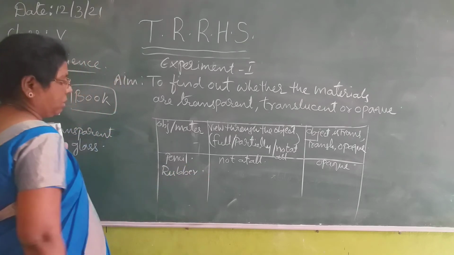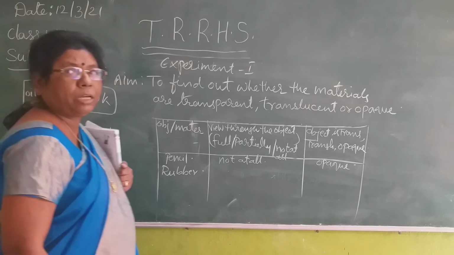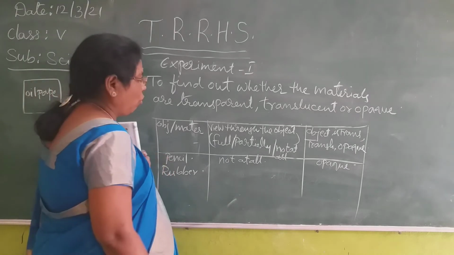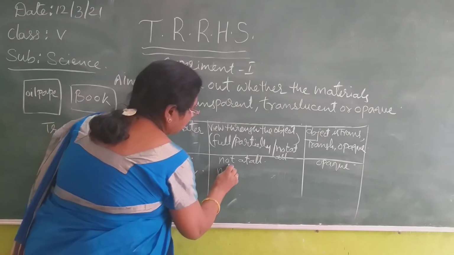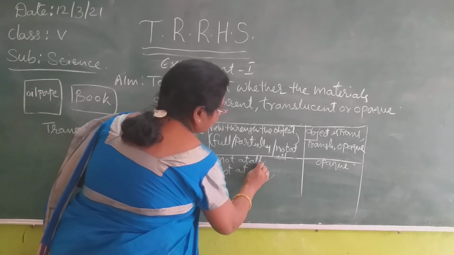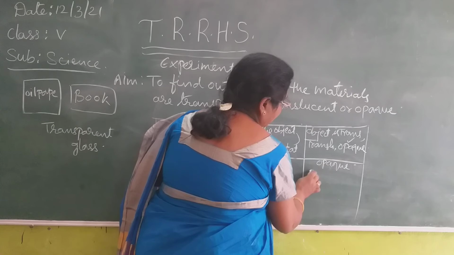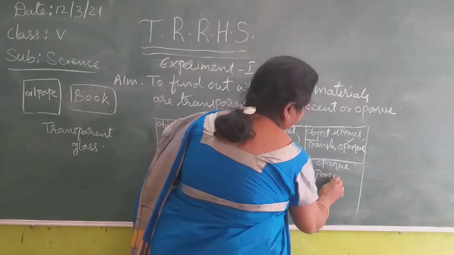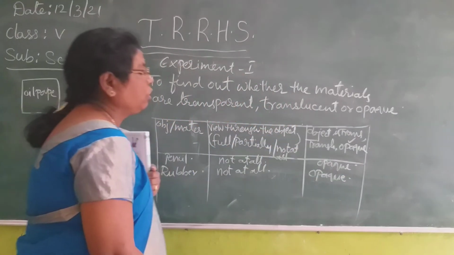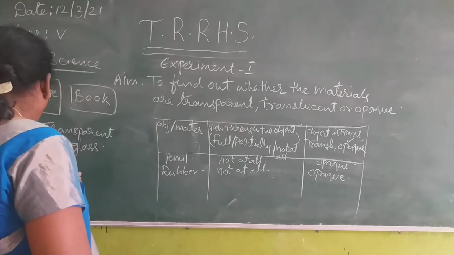and view through this. See the other side. Can you see the other side? No, not at all. Here the object is opaque. You cannot see. Opaque. The light does not pass. You cannot see, isn't it?